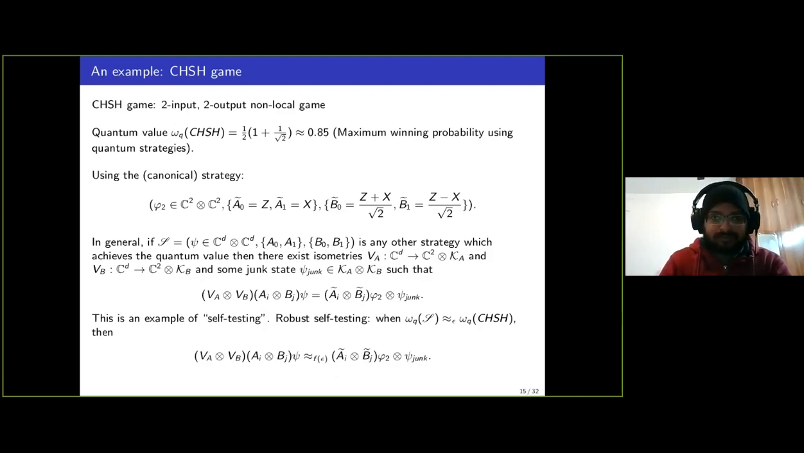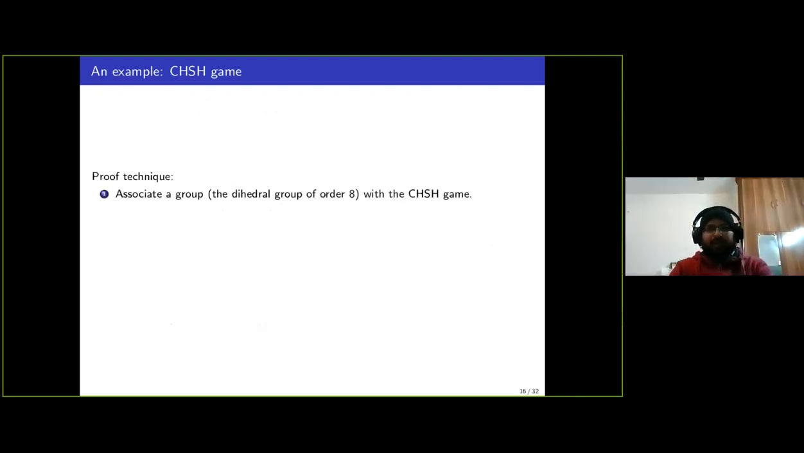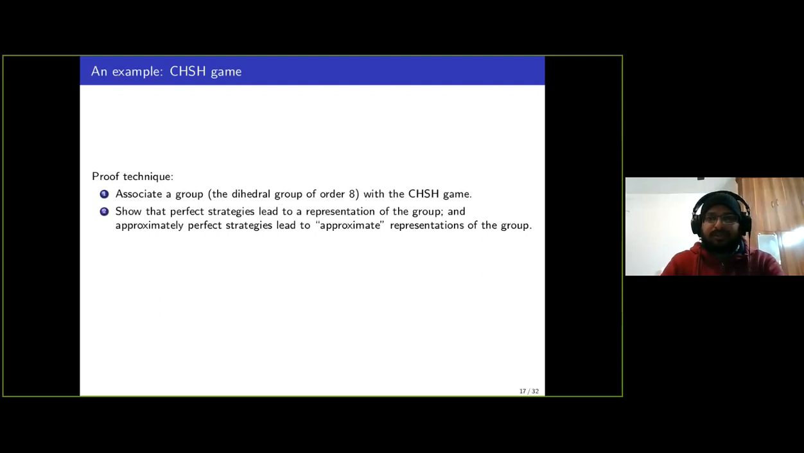Before that, let me talk about how the proof goes. This is due to Thomas Vidick. In this case, we associate a group to the CHSH game, and here this group is the dihedral group of order 8. Then one shows that if we look at perfect strategies, that leads to a representation of the group. And if you look at approximately perfect strategies, that leads to some notion of approximate representation of, again, the dihedral group of order 8.